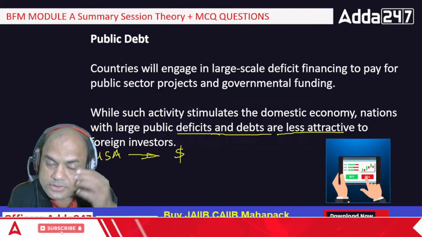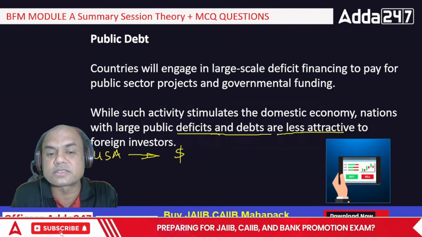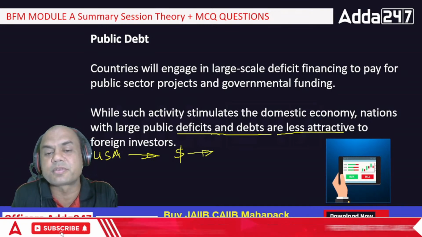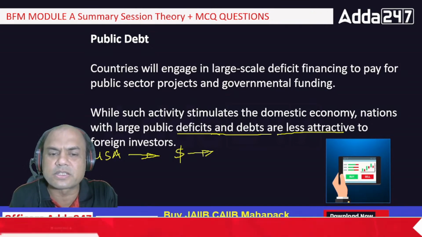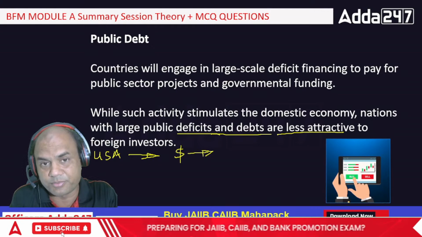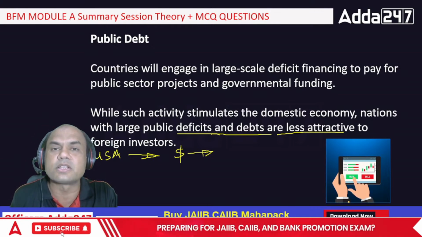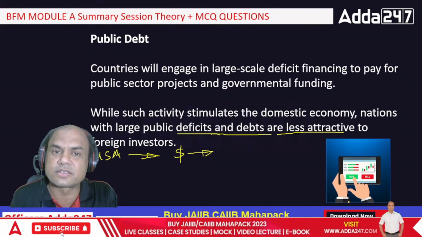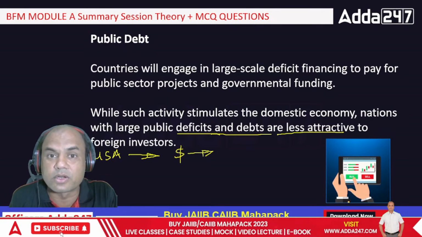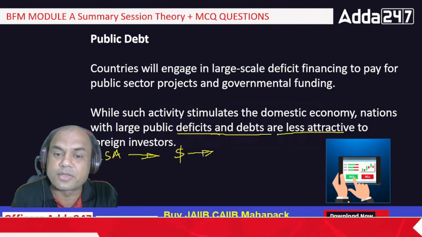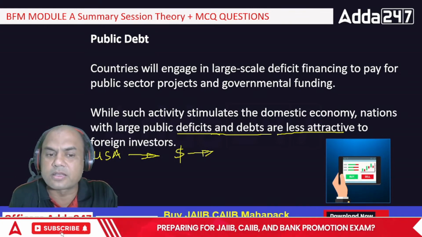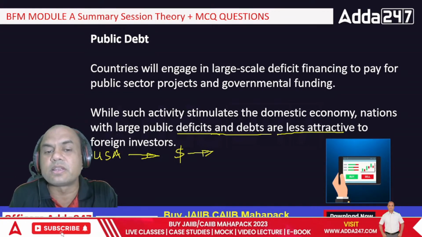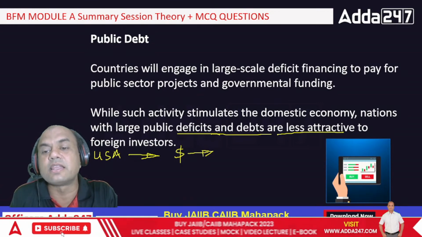The day this changes, the dollar stops being the base currency and becomes an individual currency of the US. Presently, USA prints dollars and sends them throughout the world. The day this printing and spreading of dollars stops, this rule will apply to USA also. So always remember, other than USA, nations with large public deficits and debts are less attractive.